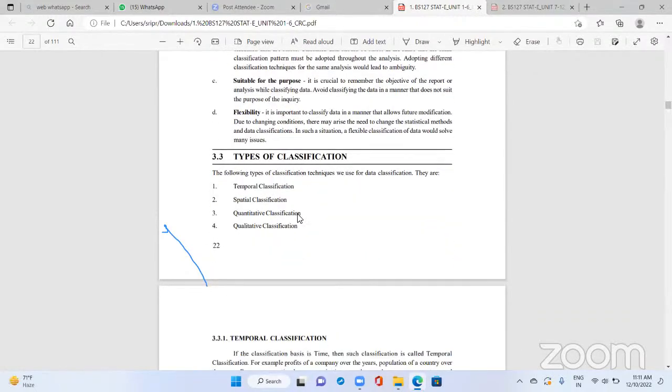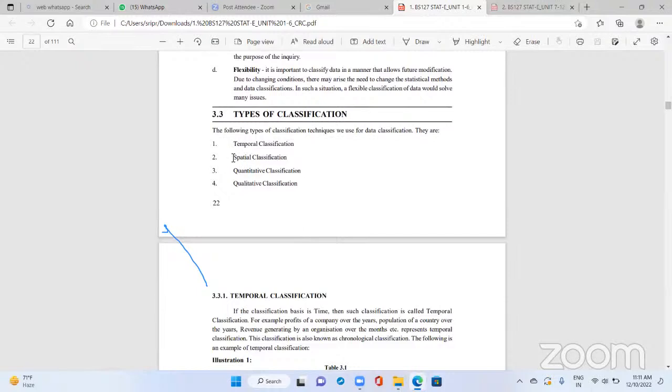Okay. So here, the following types of classification techniques are used for data classification. You need not worry about the serial numbers. First one is quantitative classification. Second one is temporal or chronological classification. Third one is spatial or geographical classification. Fourth one is qualitative classification.